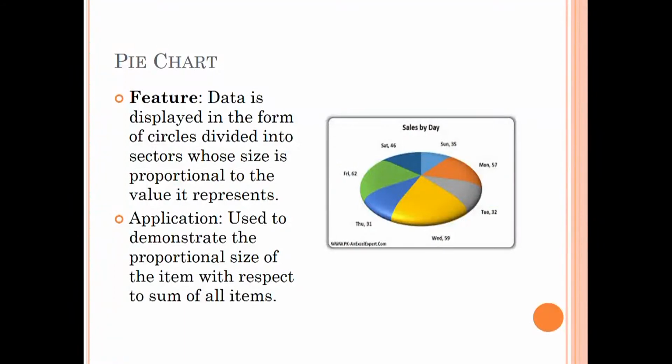The application of pie chart is that it is used to demonstrate the proportional size of the item with respect to the sum of all the items. So that was the application of a pie chart. As you can also see on the screen, this is an example of a pie chart.